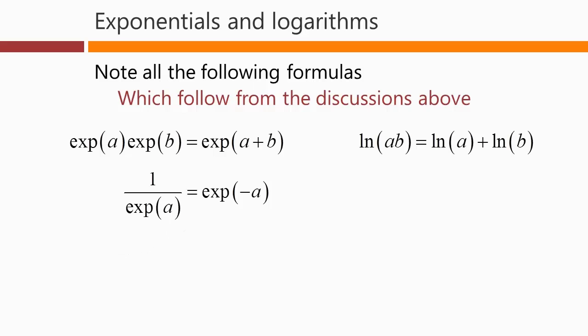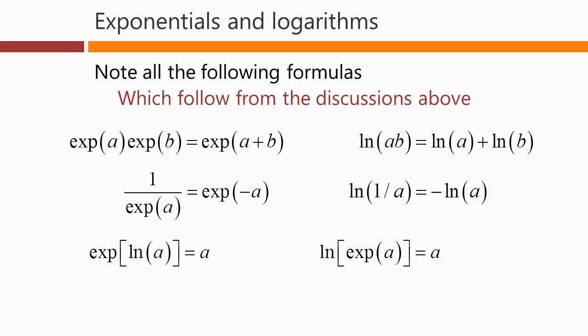1 over exp of a, 1 over e to the x, is, of course, e to the minus x, or exponential minus a. The log of 1 over a number is minus the log of the number, because this is a number to a negative power. That's where the minus sign really comes from. And this is true for all logarithms, not just the natural ones. The exponential of the natural logarithm of a is, of course, just a. And the logarithm of the exponential of a is also just a.